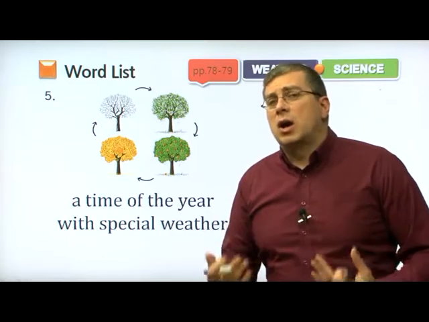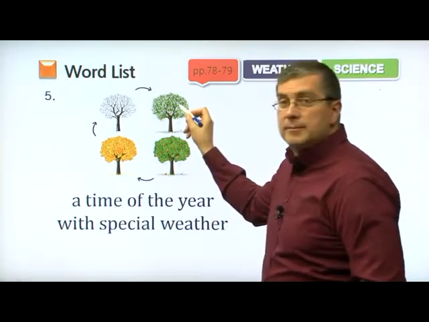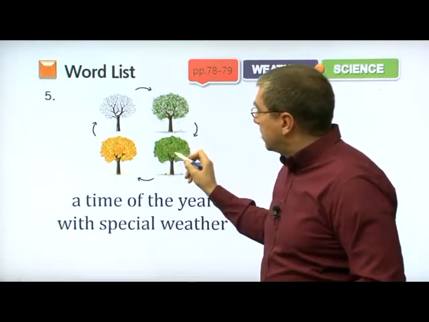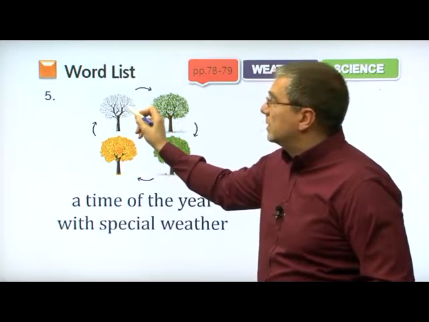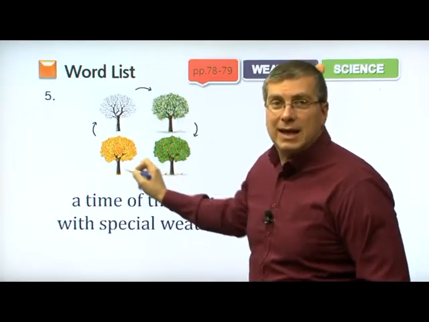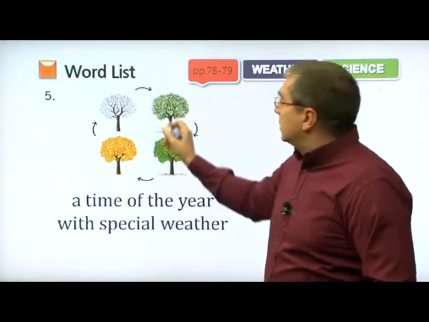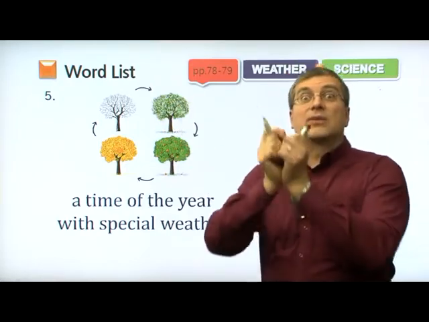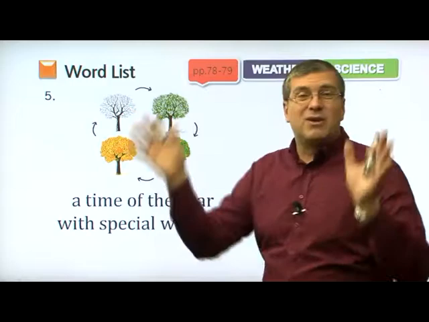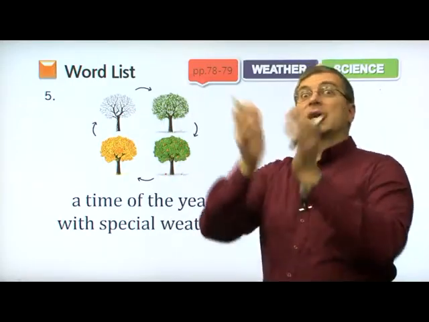Usually we start with spring. Spring, summer, fall, winter, and then it starts again. It's like a circle, right? We start with spring because that's when life comes back out. In the winter, everything seems dead, but in spring, it comes back out.